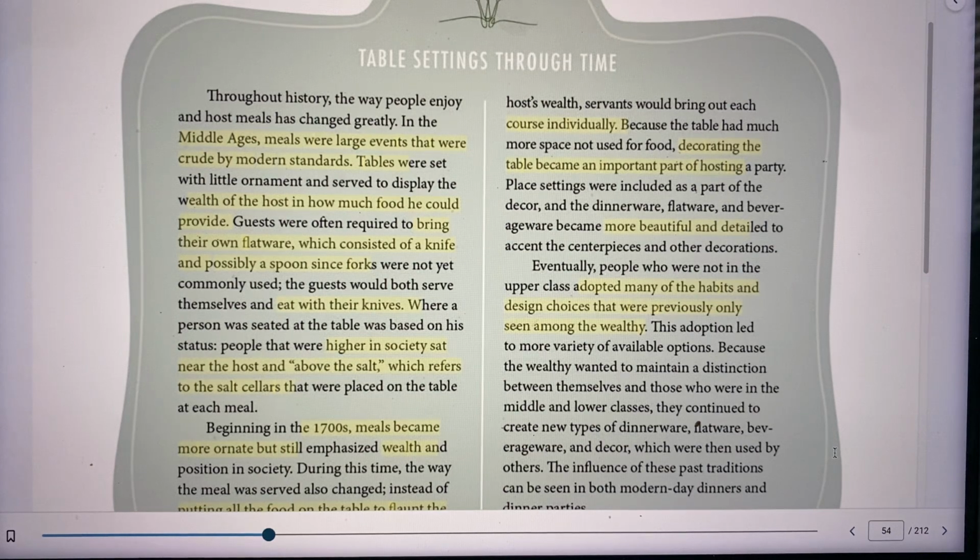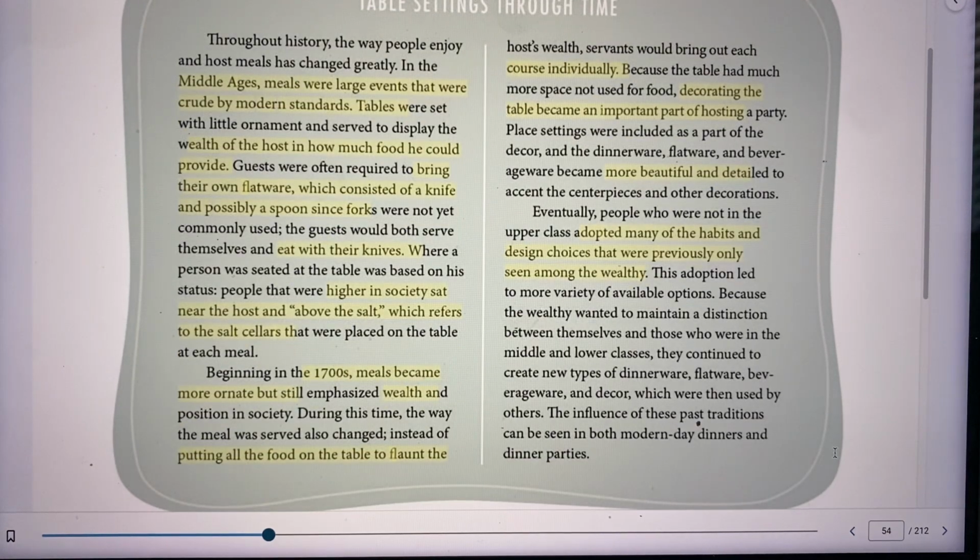They'd bring out the courses. So this would be the first course, this would be the second course. And because the table had much more space, because they only had courses, they could decorate the table now. They didn't have to have it filled with food, right? So the place centers became a part of the decor, and then they had dinnerware and flatware, and the beverages and everything could be very beautiful and detailed.